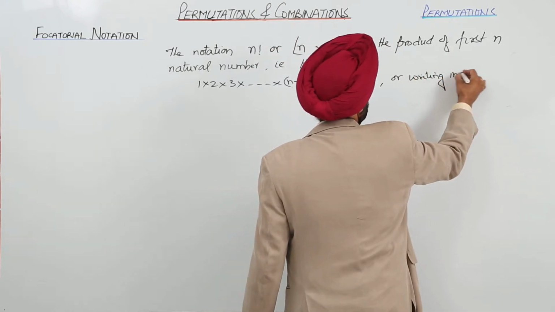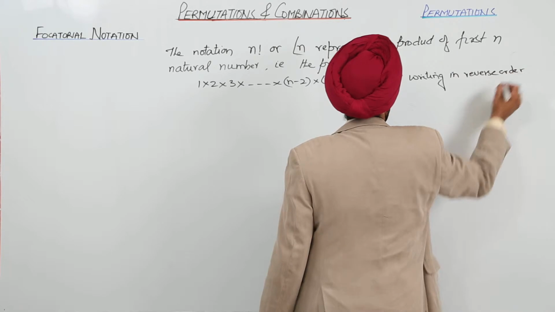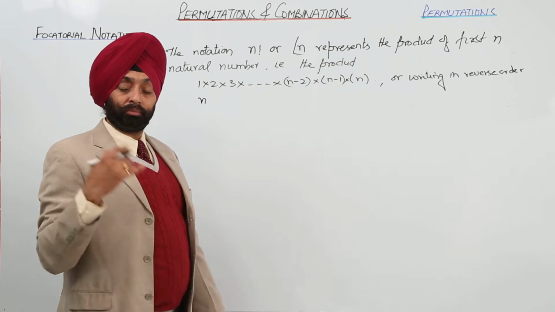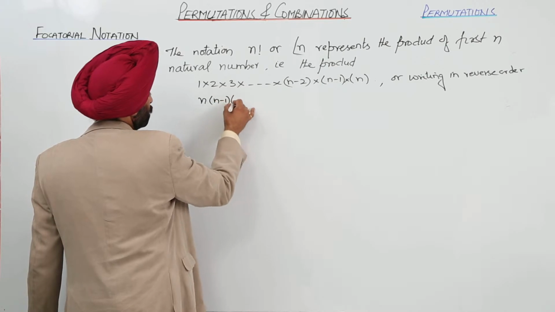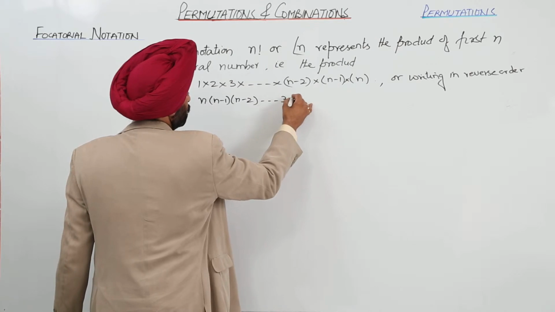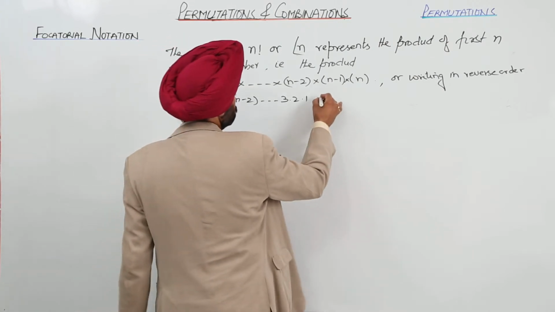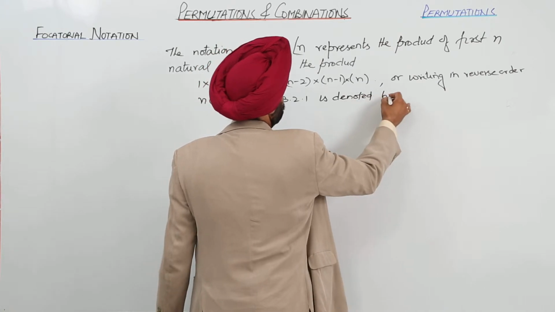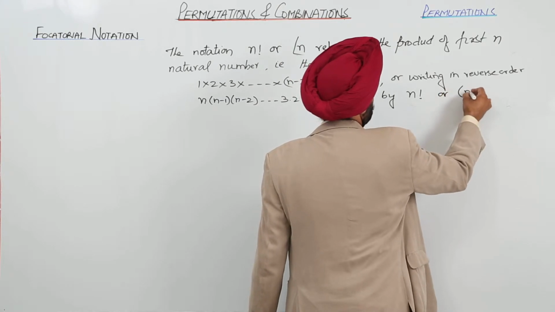Or writing in reverse order, we can write it n. Now I am not using a symbol for multiplication, I am just writing n, n minus 1, n minus 2, then 3, 2, 1, like this one, is denoted by the notation n factorial or n!.